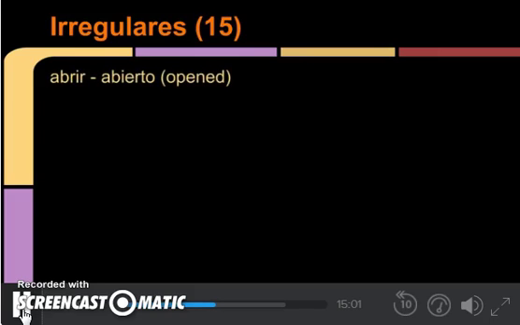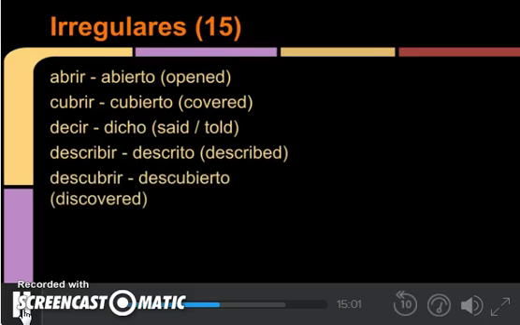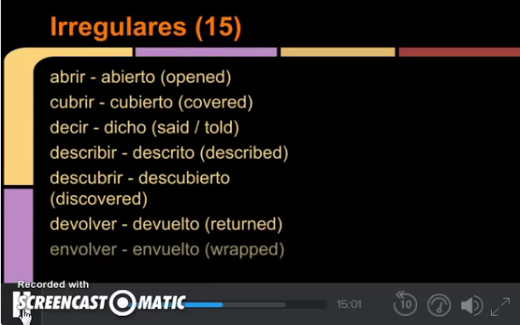So, for example, abrir has never been irregular before, and it's abierto, se dice opened. Cubrir, cubierto, covered. Decir is going to be dicho, said or told. Describir is descrito, and that's described. Descubrir is descubierto. So you can see its connection to cubierto, cubrir, descubierto. Se dice discovered.